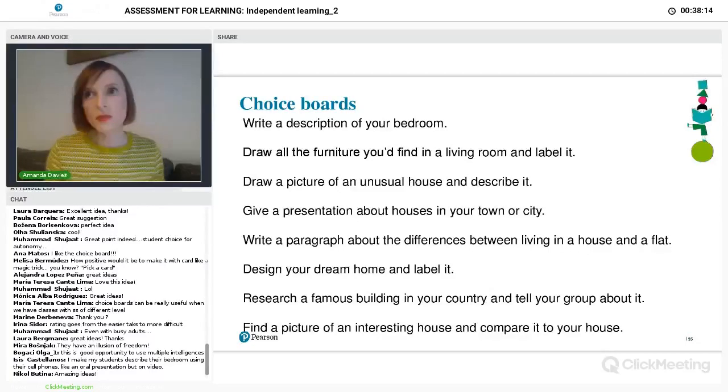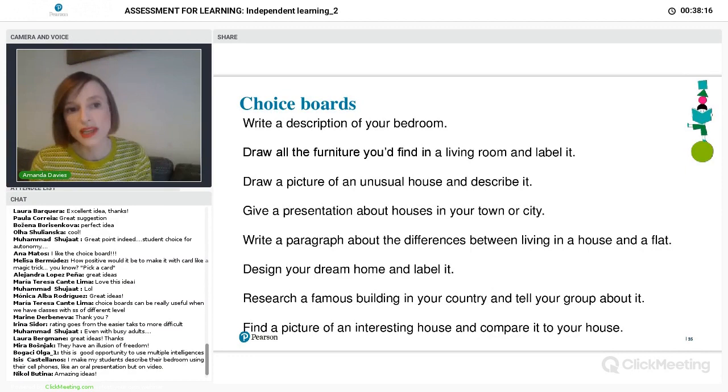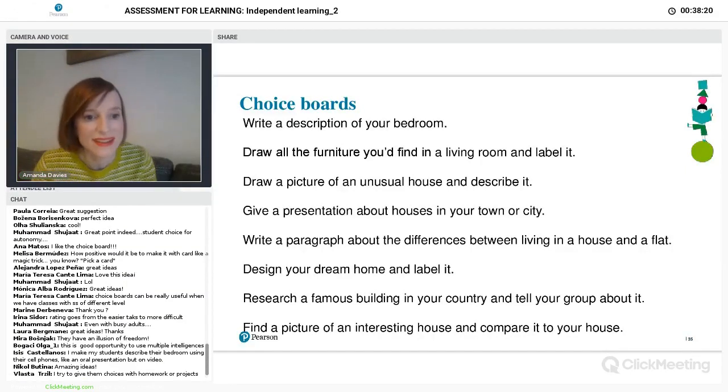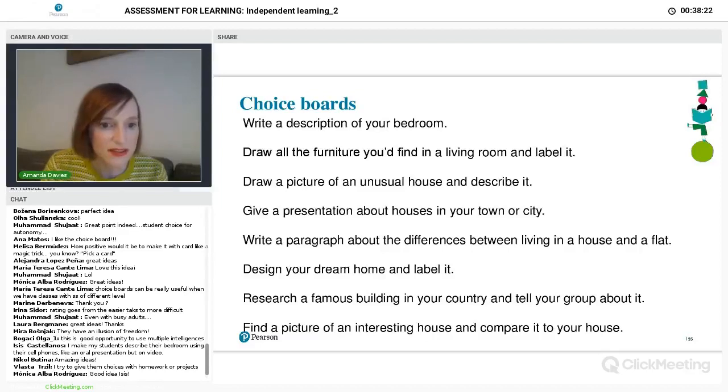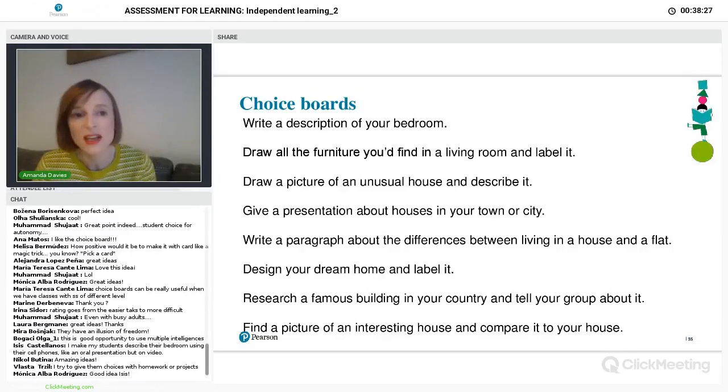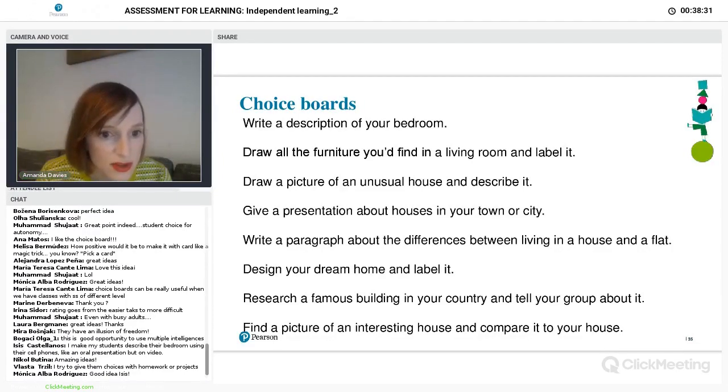So there are plenty of opportunities to give choices, and the more we give choices, the better our students get at making choices, the more used to it and the more independent they get. So yeah, Vlasta, great to give choices with homework. That's a really good one, especially if you're using answer keys. So it doesn't matter if students have done different tasks, they can do different tasks and have answer keys.